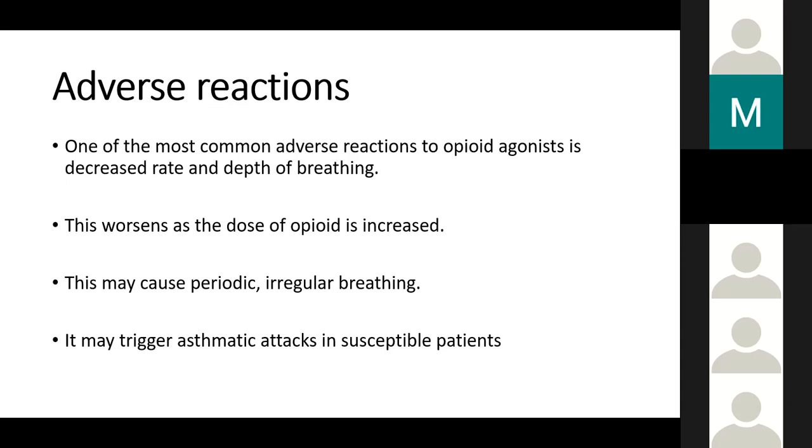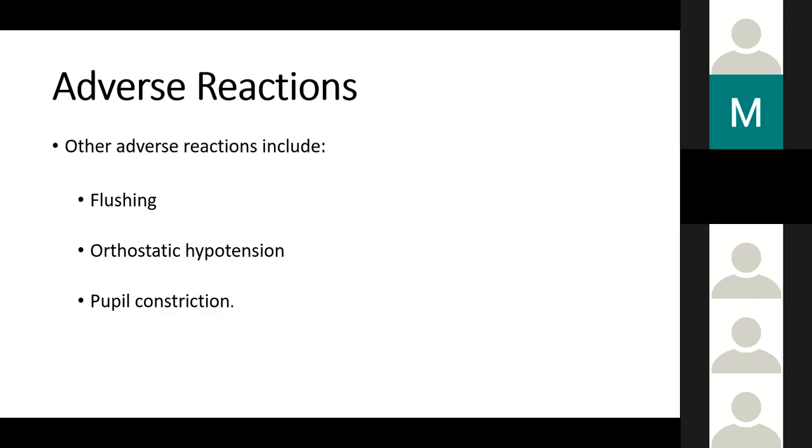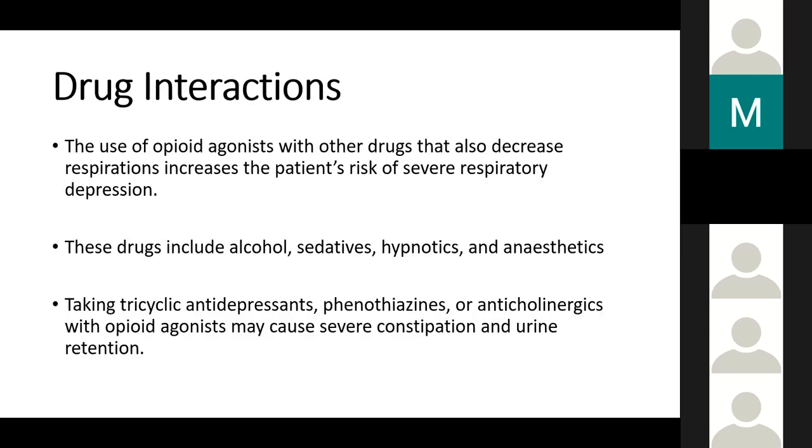The respiratory depression depends on the dosage. As you increase the dose, the respiratory depression worsens. The dose of morphine that can cause severe respiratory depression and death will be a higher dose compared to the therapeutic doses. And in patients who have asthma, it can trigger an asthmatic attack. Other adverse reactions are flushing, from the dilation of the blood vessels on the face, then orthostatic hypotension, also from the same thing, and pupillary constriction.